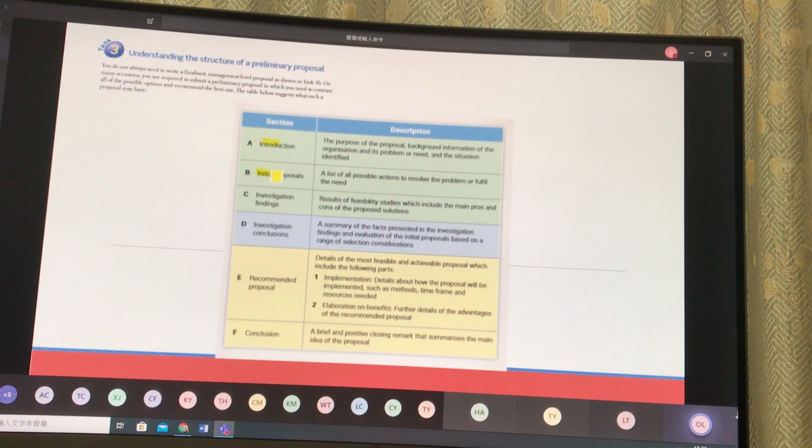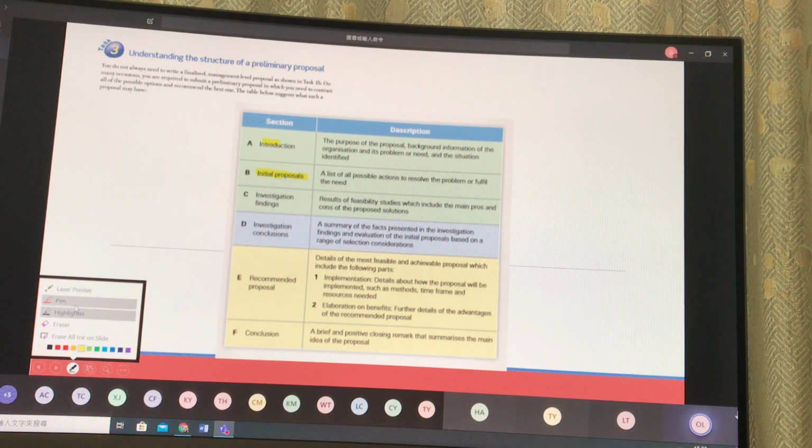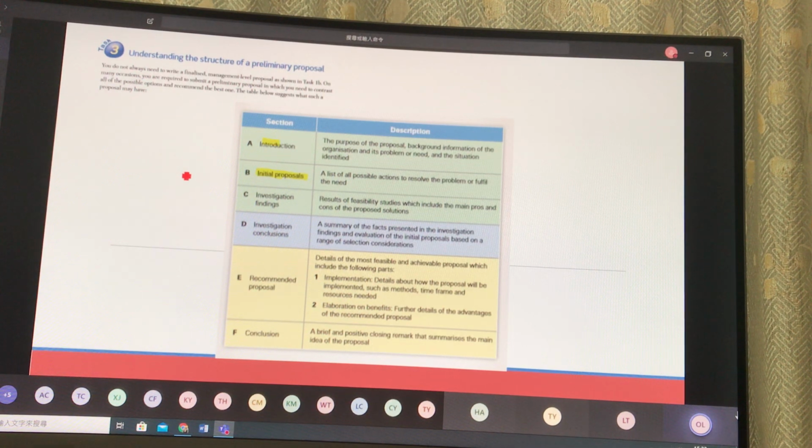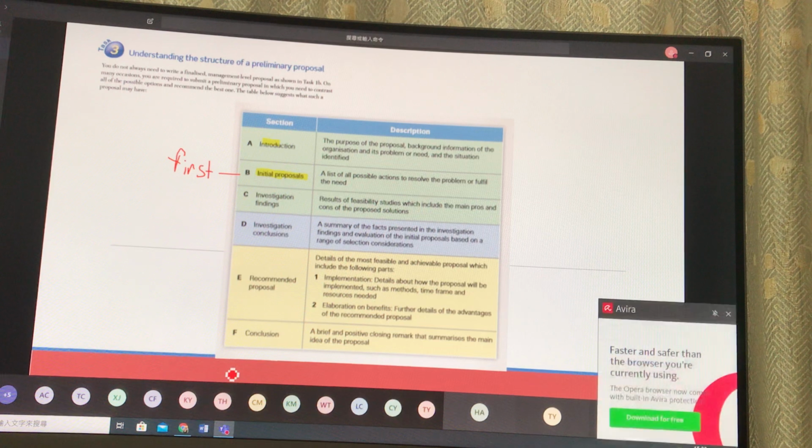The initial proposals, this one is very important. Another way of saying initial is first proposals. So we come up with 3 initial proposals.